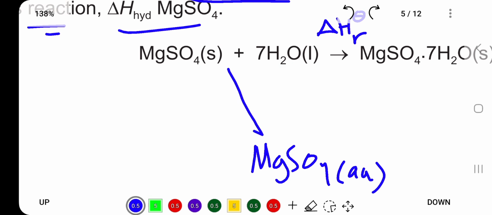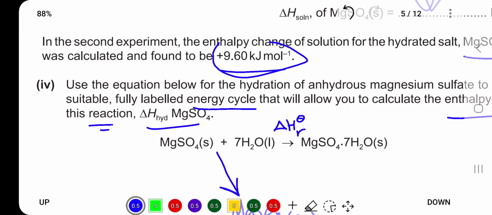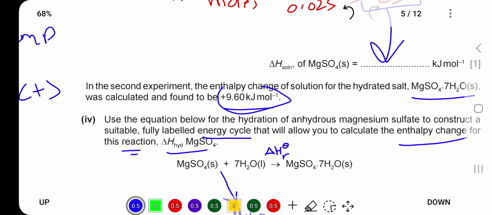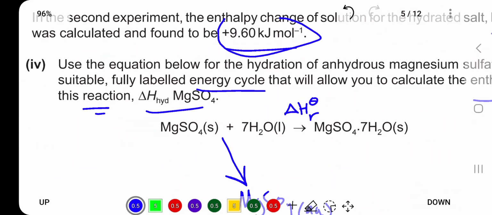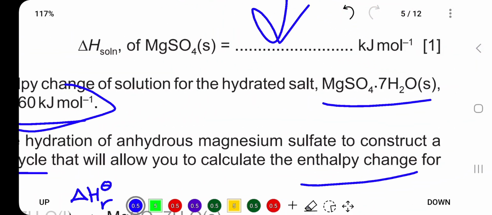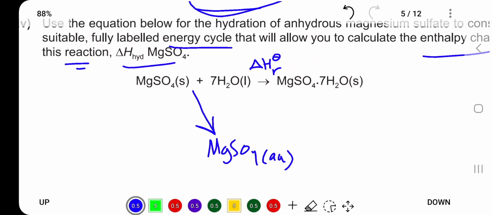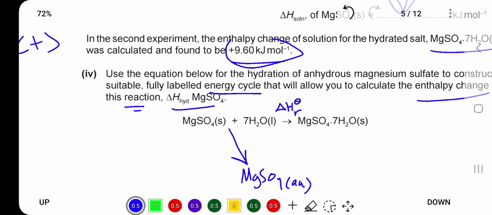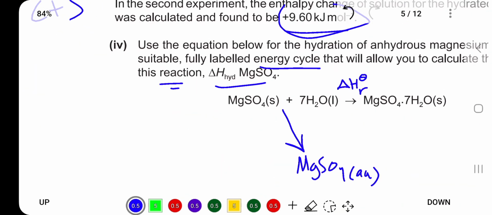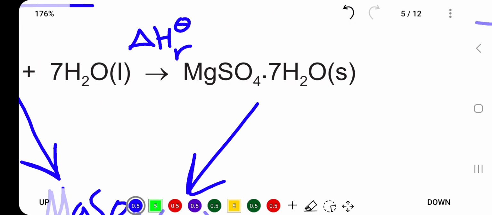So yes, you got an arrow, so now you have something that will relate to the other one. In the first sentence they said the enthalpy change of solution of hydrated MgSO4 was calculated and found to be 9.60. So they give you MgSO4 in hydrated form. It does give you as well MgSO4 aqueous, as they are the same reaction but in different experiments. So this gives you the arrow. So yes, plus 9.60.